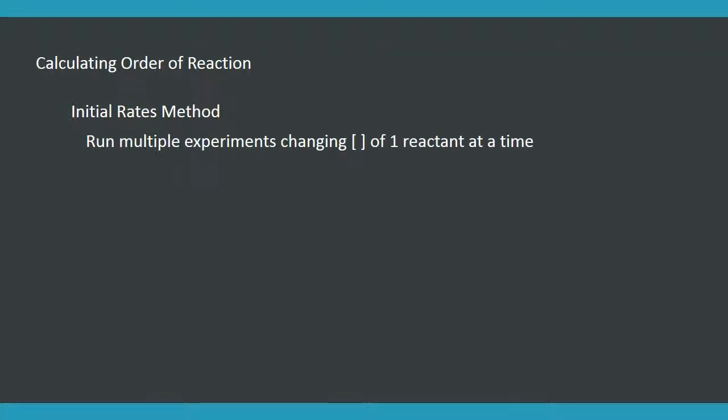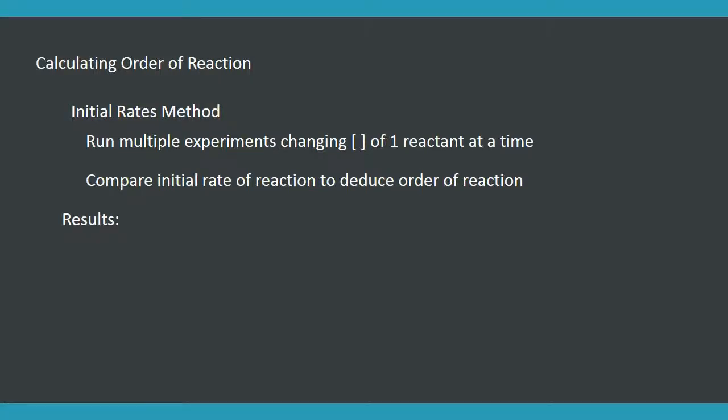What you're going to do is run multiple experiments, changing the concentration of one reactant at a time, and holding the other reactant constant, so that you're not looking at two variables at one time. And then you're going to compare the initial rate of reaction to deduce the order of the reaction. Now, depending on what your results tell you, mathematically, you could determine the order of each reactant and therefore the overall order of the reaction.